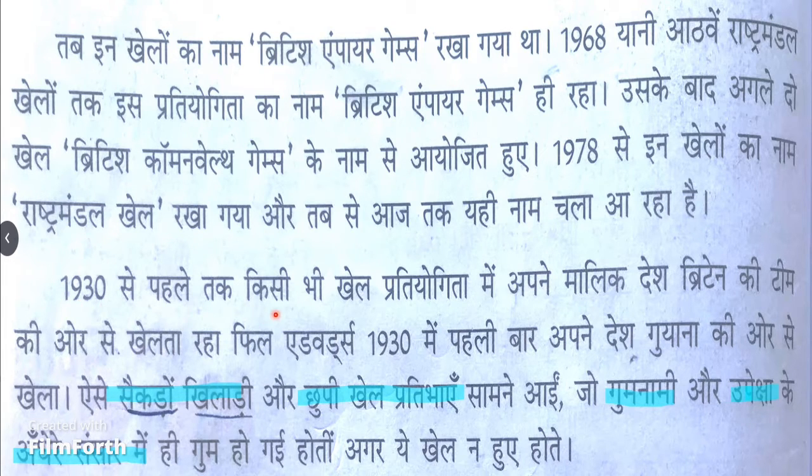Now we had spoken about this player called Edwards who belonged to Guyana. He always played on behalf of Britain because Britain had occupied their country. It was under the British rule at that time. But in 1930, the first time these Commonwealth Games were organized, he played on behalf of his own country proudly, which was Guyana.